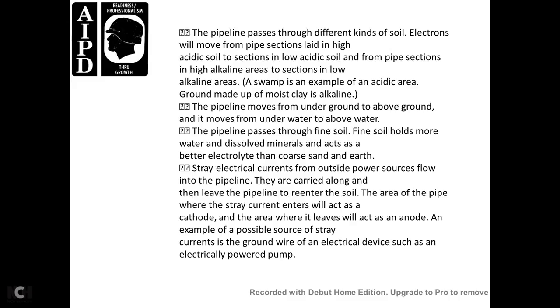The pipeline passes through different kinds of soil. Electrons will move through the pipe in sections laid in acidic soil, low acid soil, high alkaline areas, and low alkaline areas. The swamp is an example of an acidic area, as is ground made of moist clay and alkaline.